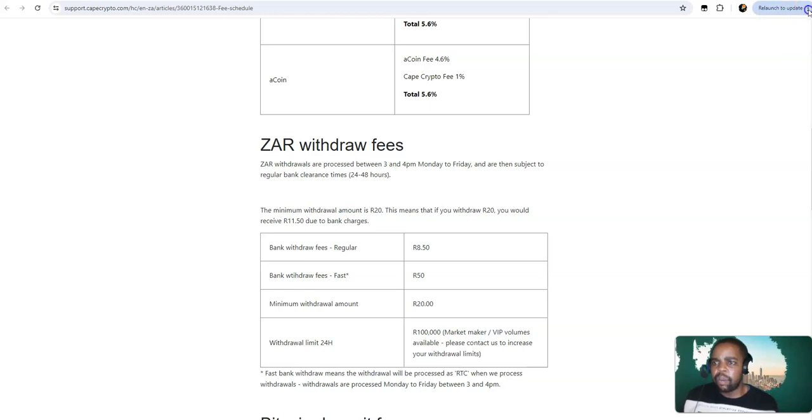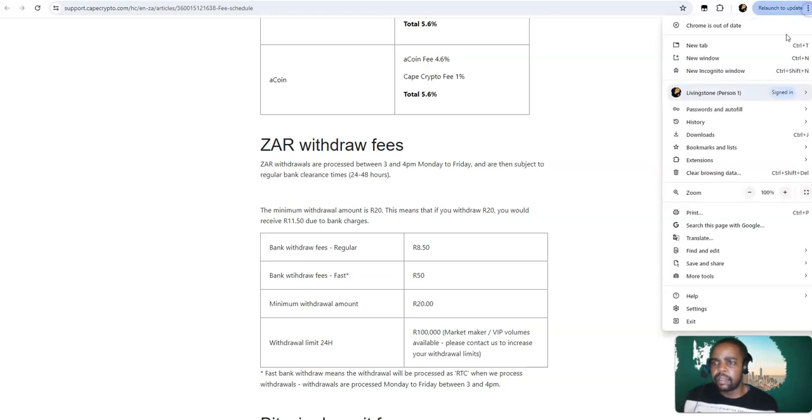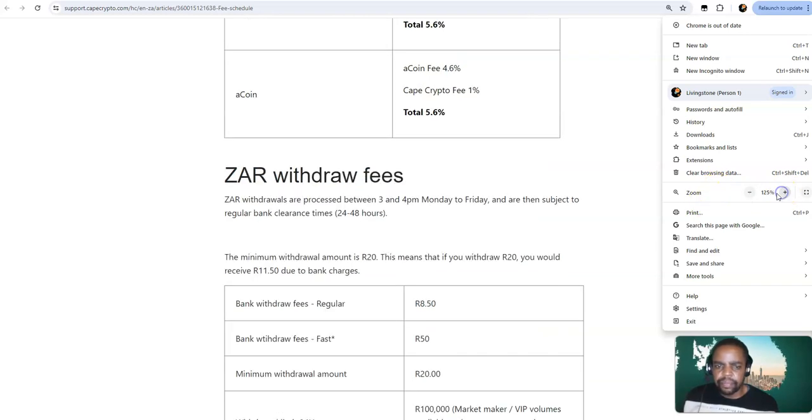Okay, I just want to enlarge this, because I think the print is a bit small for viewership. We just zoom this in.